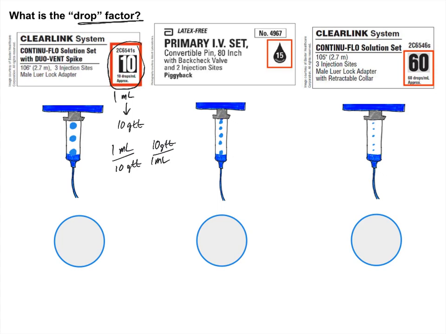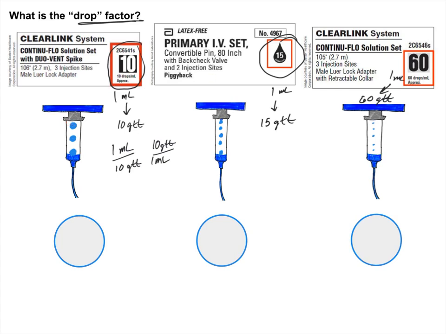We need this information from the tubing to determine how many total drops. There are various sizes that we could see. We could see a relationship of 10 drops per milliliter or 15 drops per milliliter, which takes a single milliliter and breaks it into 15 drops. Or we could see what's called a micro drip, which takes 1 milliliter and breaks it into 60 drops. Hopefully what these pictures below illustrate is that with a drop factor of 10 versus 15 or 60, 10 drops make up 1 milliliter. Those are pretty big drops, comparatively speaking.